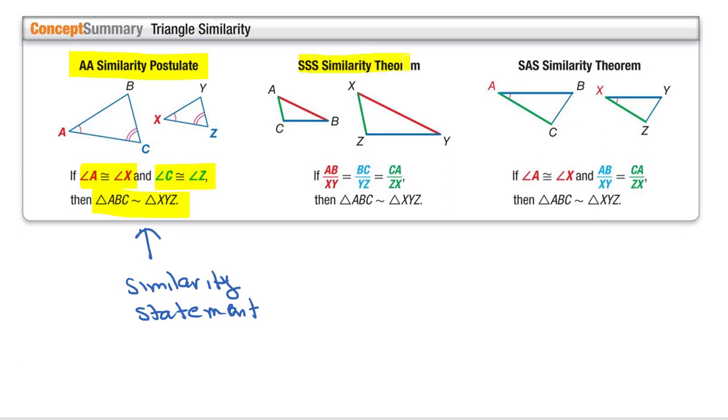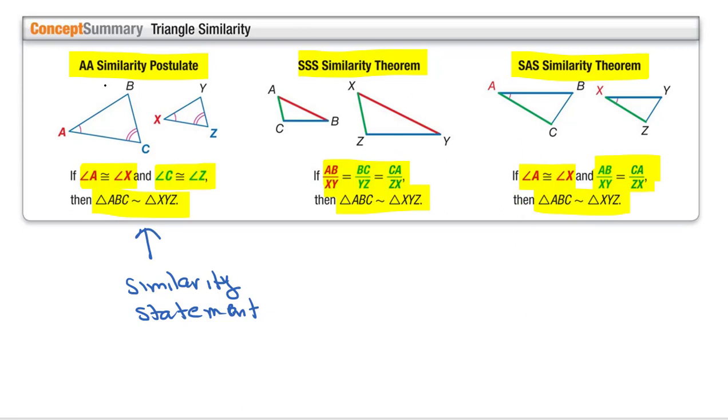Side, side, side similarity. Now this is different. If all three sides are proportional in one triangle to all three sides in another triangle, then your triangles are similar. And side, angle, side similarity. So we have side, angle, side. So the sides are proportional and the angle included between them are congruent, then your triangles are similar.